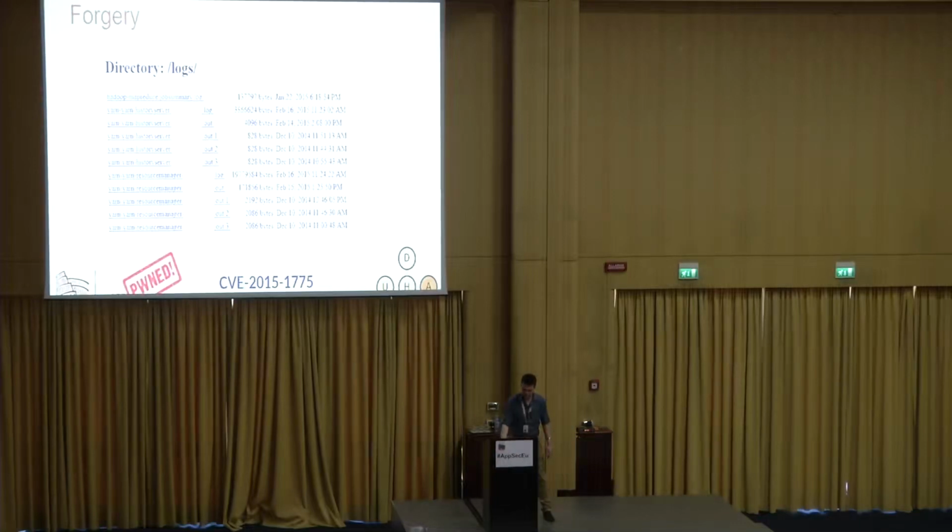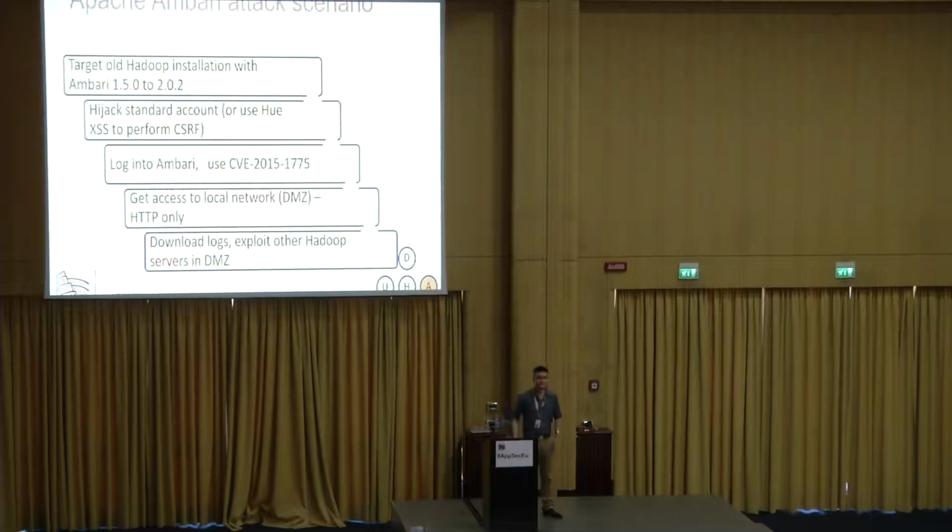So we've got the server-side request forgery. This is a new CVE. Pwned. OK, so the attack scenario is simple, right? We have to target an old Hadoop installation with an old Ambari, hijack a standard user account, or use a Hue XSS, which I mentioned on the first slide. Then log into Ambari, get access to the local network, and download logs and exploit other Hadoop servers. So by this simple proxy script, we pivoted into the internal network of the company, and not only the internal network, but to the DMZ zone.